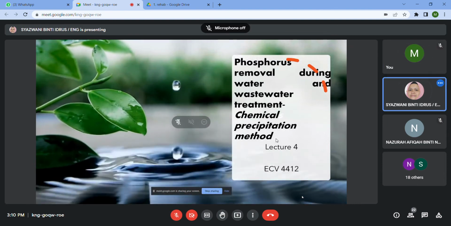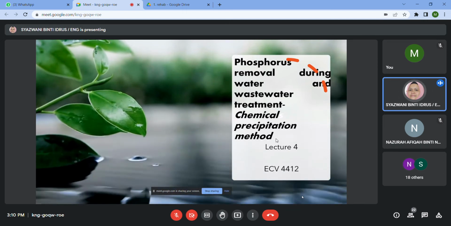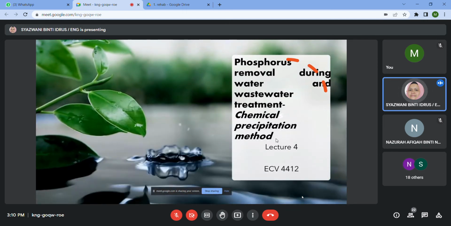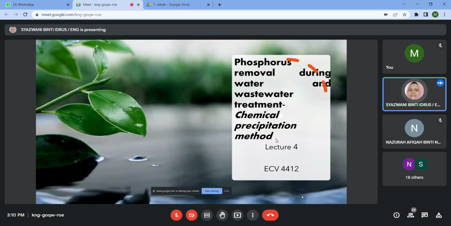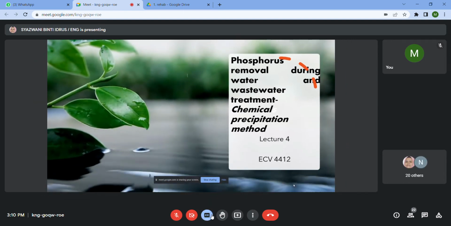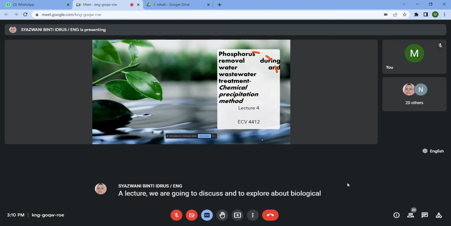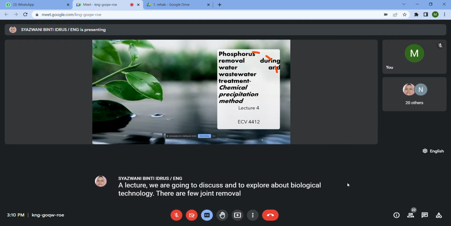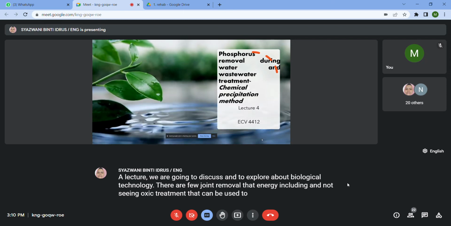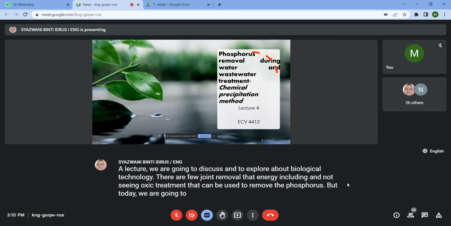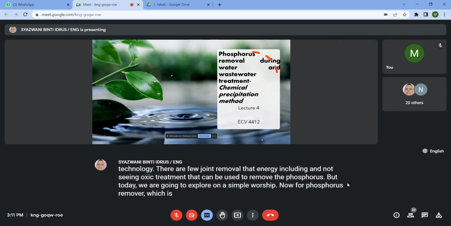All right, so this is phosphorus removal during water and wastewater treatment. The methods that I'm going to explain to you today are known as chemical precipitation methods. There are many methods that can be used. Later, in the following lecture, we are going to explore biological technology. There are a few joint removal technologies, including anoxic-oxic treatment, that can be used to remove phosphorus. But today we are going to explore a simple version for phosphorus removal, which is chemical precipitation methods.